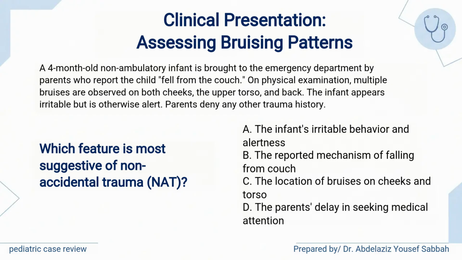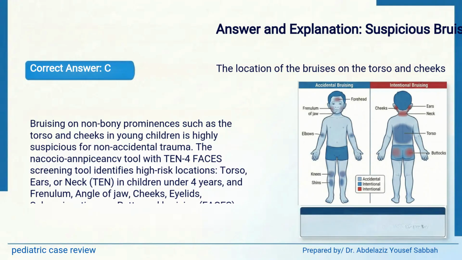Option A, the infant's irritable behavior and alertness. Option B, the reported mechanism of falling from the couch. Option C, the location of bruises on the cheeks and torso. Option D, the parent's delay in seeking medical attention. The correct answer is option C, the location of the bruises on the torso and cheeks.